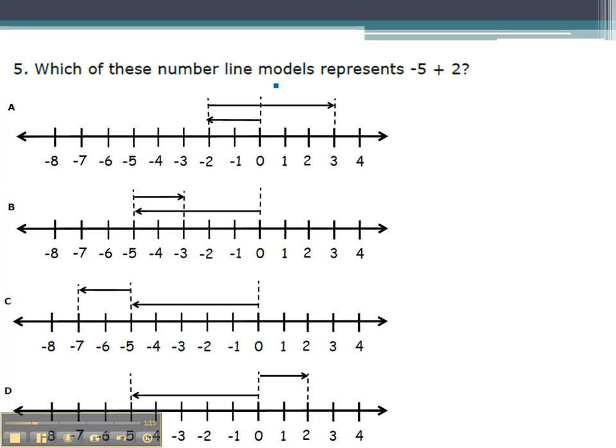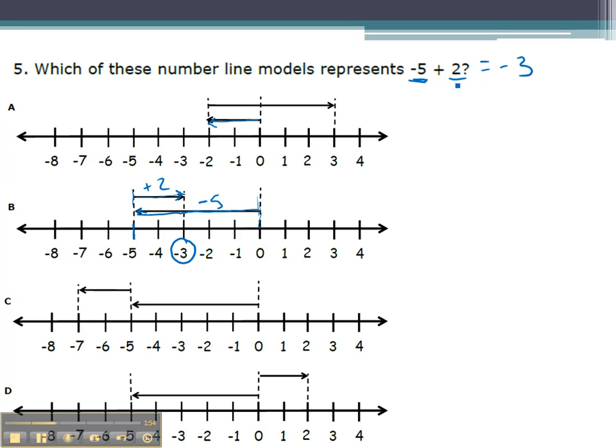Okay, number 5, which of these number line models represents -5 plus +2? There's a couple different ways to solve this one. First of all, we know that our first integer will start at 0, so let's look at all the zeros and see the arrow that's extending from the 0. This arrow is extending from 0 and going to -2, not -5. Looking at this next one, this first arrow that's extending from the origin is going to -5, so that's good. And then from there, we're going 2 to the right, and that is +2. So this first arrow is -5, and we're adding +2, and we end up at -3.